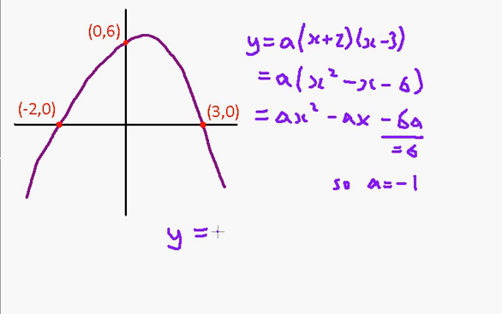So a is minus 1, so I'm going to get y is equal to minus x squared plus x, because that's take away minus 1x, plus 6. And that is the equation of my parabola. As you can see, it's a fairly straightforward process, and it's fairly similar to when we knew the vertex and the intercept.